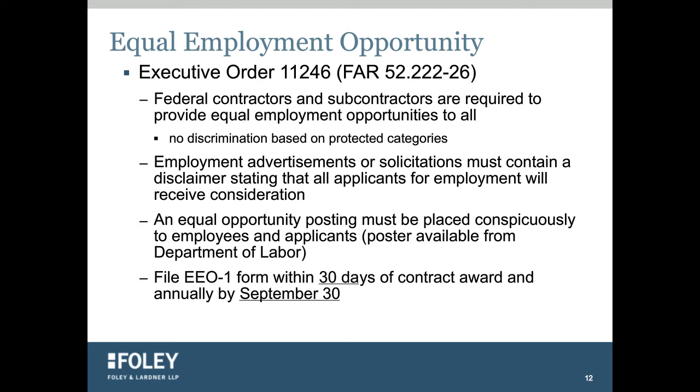There's also a reporting obligation under the FAR clause. Within 30 days of contract award, you have to file an EEO-1 report where you provide employment data that's categorized by race, gender, and job category. And that report has to be filed every year by September 30th, in addition to the 30 days within contract award. Also, if you're a company with multiple facilities, you should provide a report covering your headquarters and a separate report for each facility employing 50 or more employees.